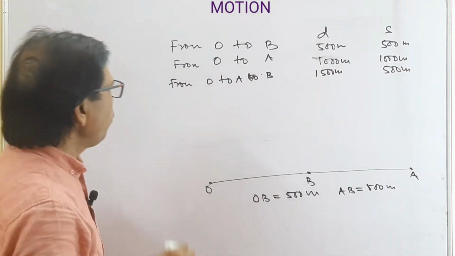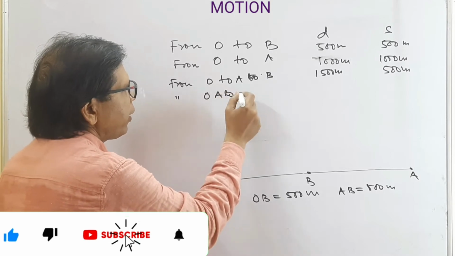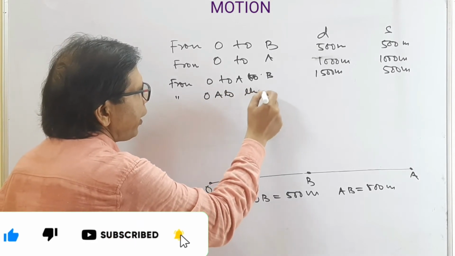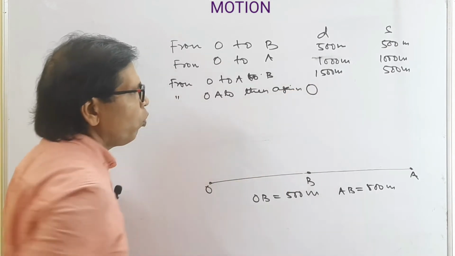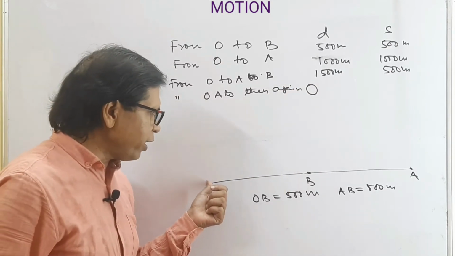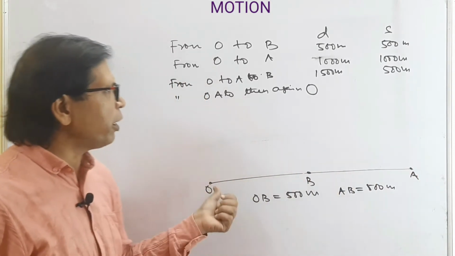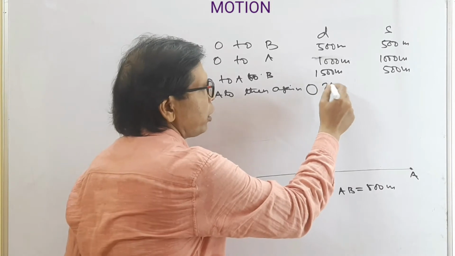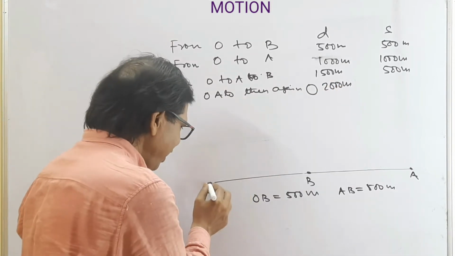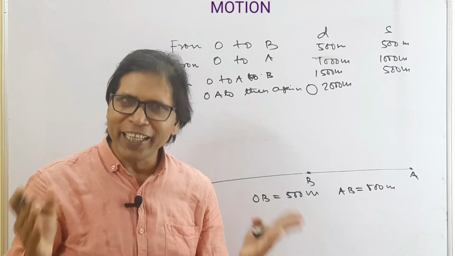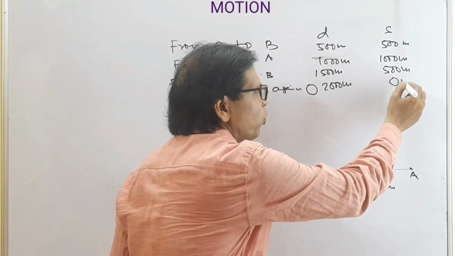Okay. Now, look at this, from O to A, then again O, then again O. Look at this. Here distance, this is 500 meter, 500 meter, 500 meter, 500 meter. So, distance is 2000 meter. And displacement, look at this, the initial point and final point are the same. So, here displacement is 0.